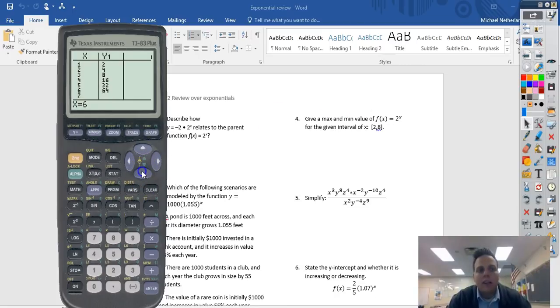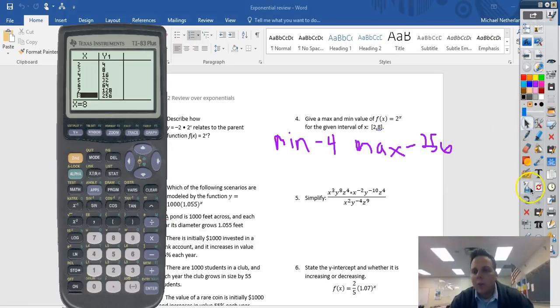All right, so I can see 2. I want to see 8 at the same time. Boom. What's our minimum y value? 4. What's our maximum y value? 256. So min is 4. Max is 256. Awesome possum.